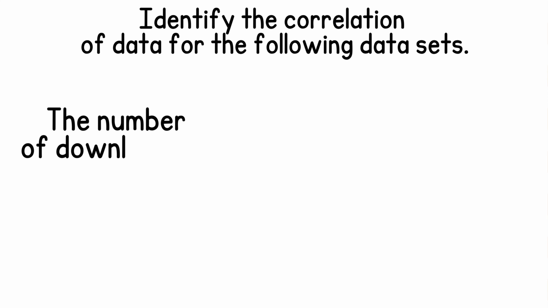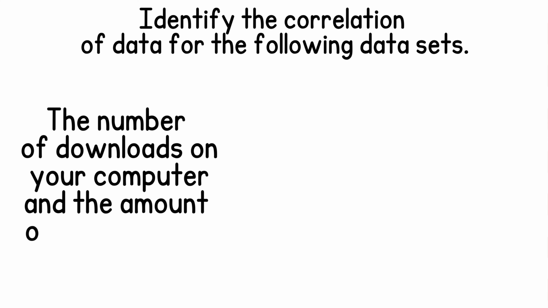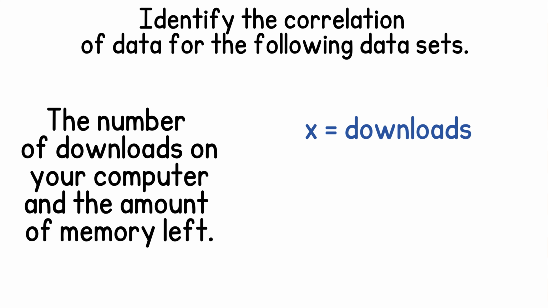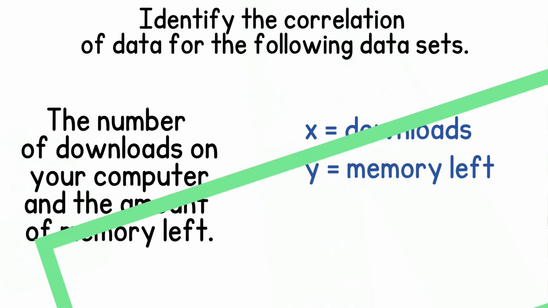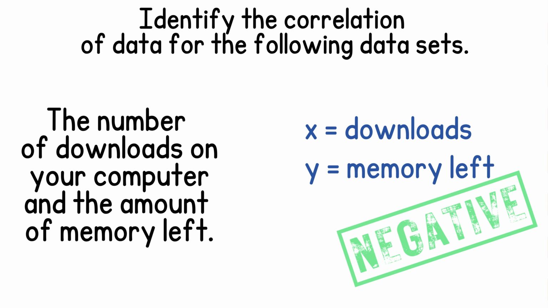We have one more, and this says the number of downloads on your computer and the amount of memory that you have left. So x will be the number of downloads, and y will be the memory left that we have on the computer. So as x increases, as we download more and more files, our memory left is going to shrink. So this represents a negative correlation.